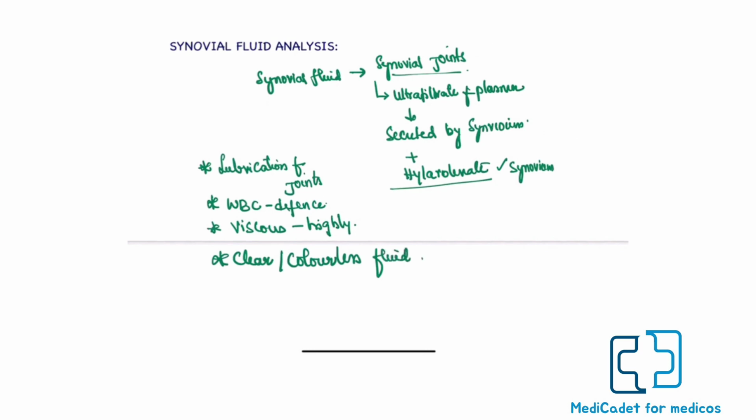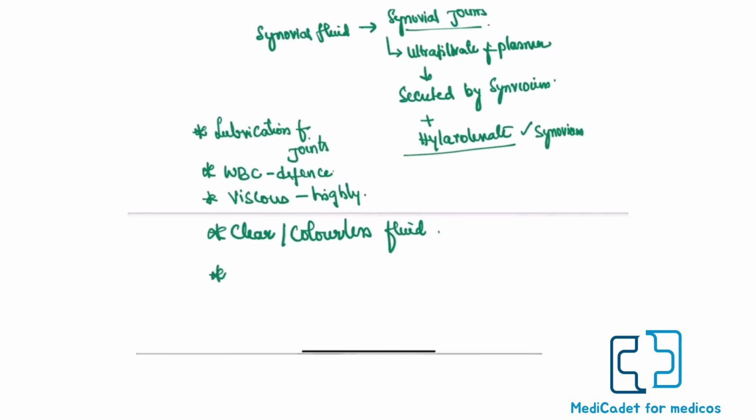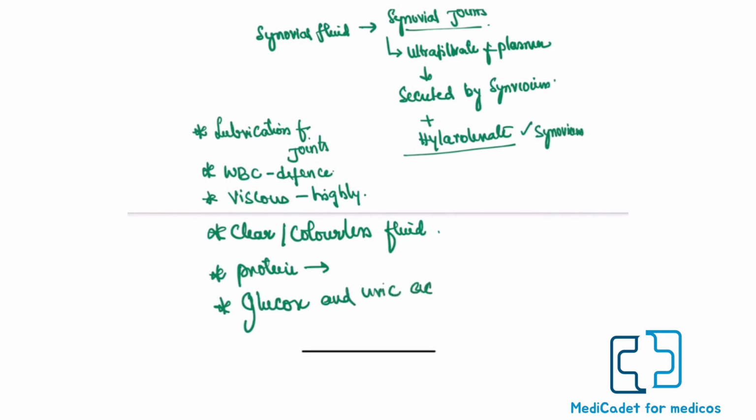So this is a clear and colorless fluid which is highly viscous because of the presence of hyaluronic acid, and it is secreted by the synovium, and it is nothing but your ultrafiltrate of plasma. So your plasma gets filtrated, so your high molecular weight proteins are left out, and then this is secreted into the joints. So that means the protein level is also the same, slightly different because high molecular weight proteins are lost, and then your glucose and your uric acid levels are also the same as the plasma, right? So that is about your synovial fluid.